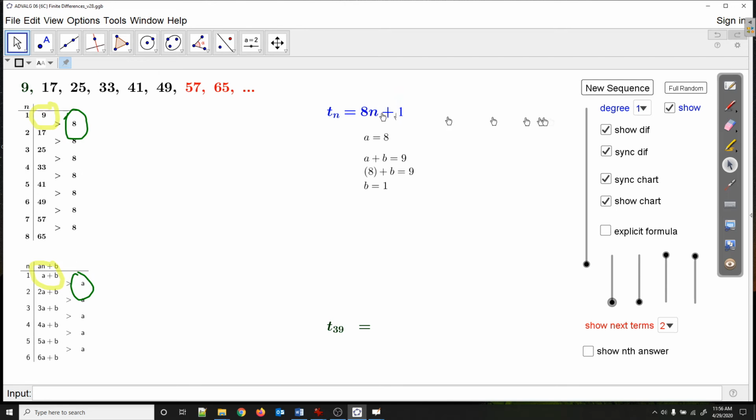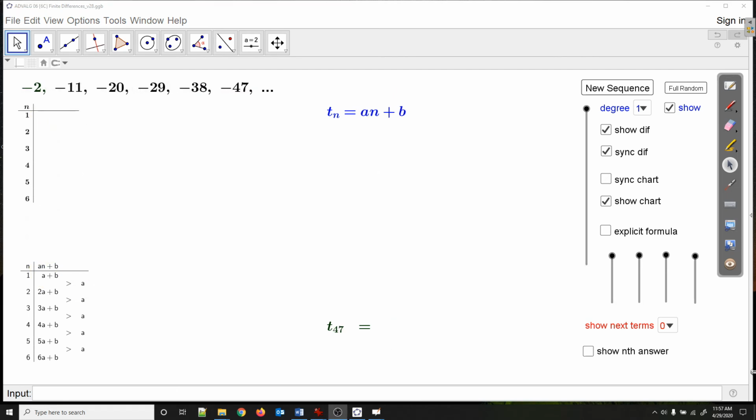You could stick in, let's see, this was the 8th term. You could go 8 times 8 plus 1 and say 65. In fact, that's how I'm going to find my 39th term. It's a lot faster to do that here. So here we go. I plug in 39 times 8, add 1, and lo and behold, I come up with 313. Let's do one more problem really quickly.